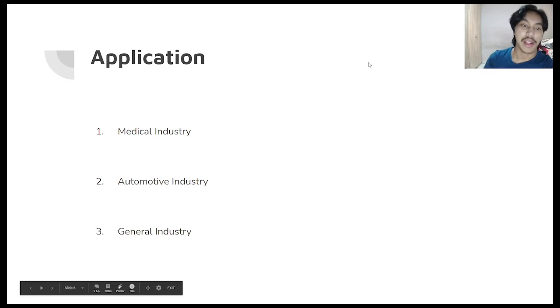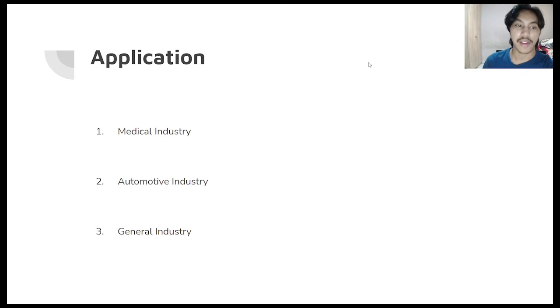Okay, so now I will cover the application of the RV estimation. There are a few applications where the RV estimation is used. The first one is in the medical industry. In the medical industry, RV estimation is used to estimate the prevalence of the disease that the patient has. We can also use RV estimation to count the death count in a certain condition, for example from a disaster or from a plague, and we can estimate the patient's chance of survival from a certain disease.